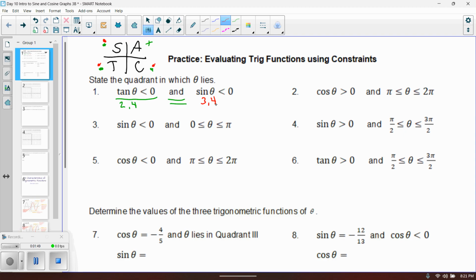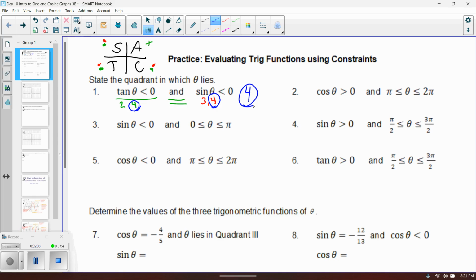In order for both of these things to occur, because it says that tangent has to be less than 0 and sine has to be less than 0, we're looking for the overlap. Well, both of these are going to overlap in quadrant 4. So the answer to that one is quadrant 4.